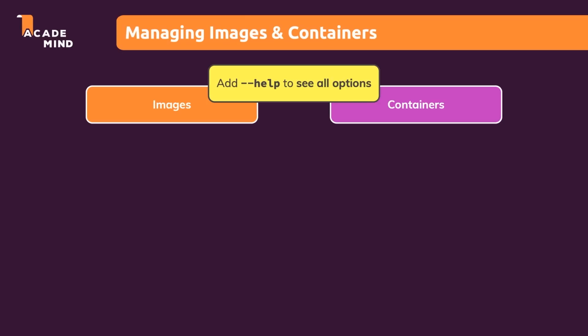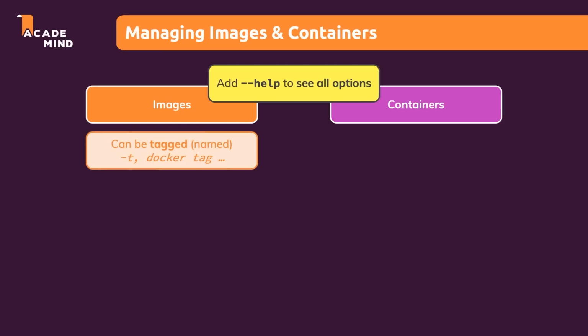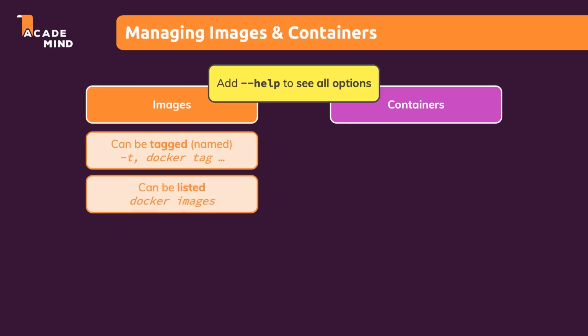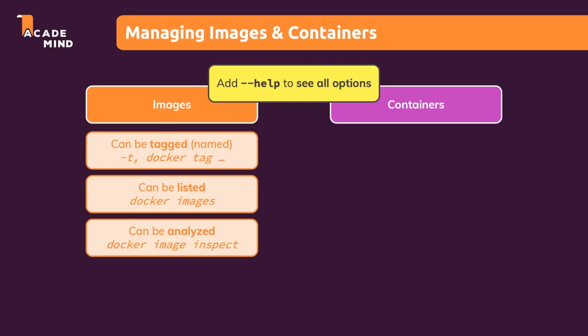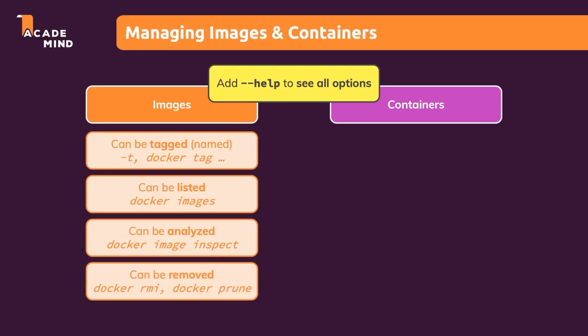In the next lectures, we'll focus on a couple of core configuration options and core features built into Docker. We will learn how we can tag, which basically means name, images. We will learn how we can list the images we created in the past, how we can analyze and inspect images, and also how we can remove and clear images if we no longer need them.